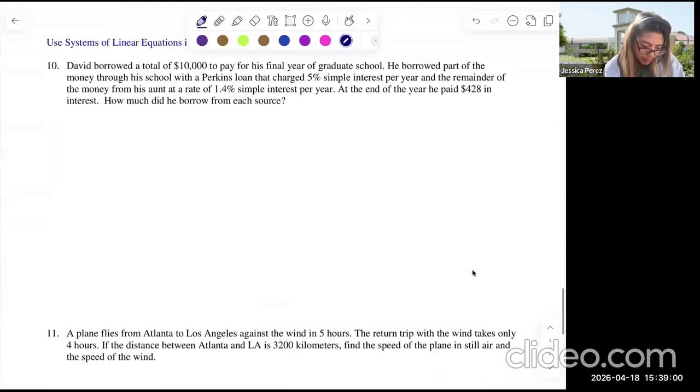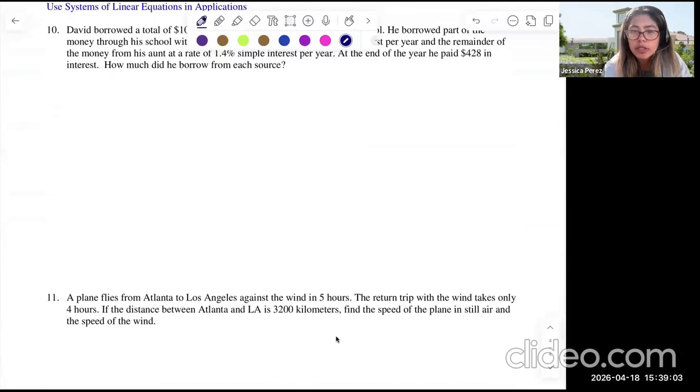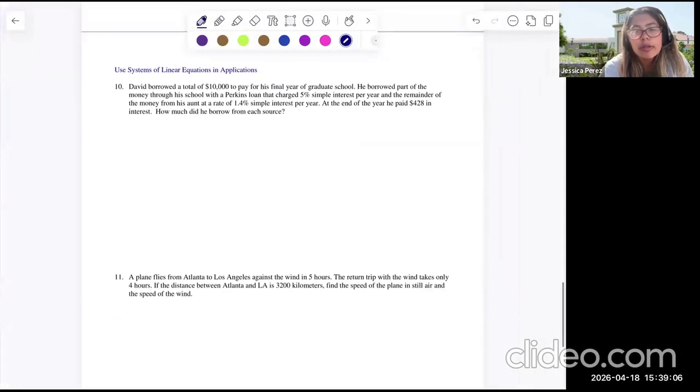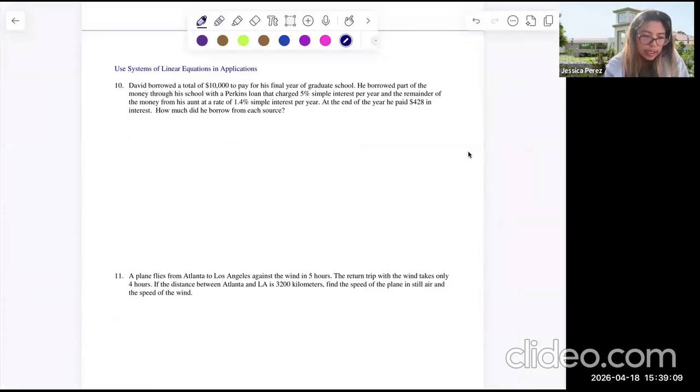So let's do the last two questions here, which are going to be application questions. So let's go ahead and read those first, and then let's see what we can get out of these. So let's start by reading the question. David borrowed a total of $10,000 to pay for his final year of graduate school. He borrowed a part of the money from his school with the Perkins loan, charging 5% simple interest, and the remainder of the money was from his aunt at a rate of 1.4% simple interest. At the end of the year, he had to pay $428 in interest. How much did he borrow from each source?